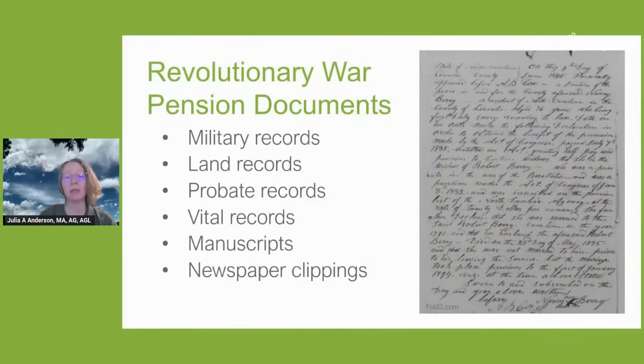Genealogically significant documents often found in Revolutionary War pension files include military records like commissions, certificates, discharges, and muster rolls, land deeds and grants, probate records like personal wills or guardianship papers, vital records like marriage certificates and pages from family Bibles, manuscripts, including excerpts from diaries, journals, and letters, and even original newspaper clippings might be included. Not every pension file contains all of these, but they usually contain several types of records.